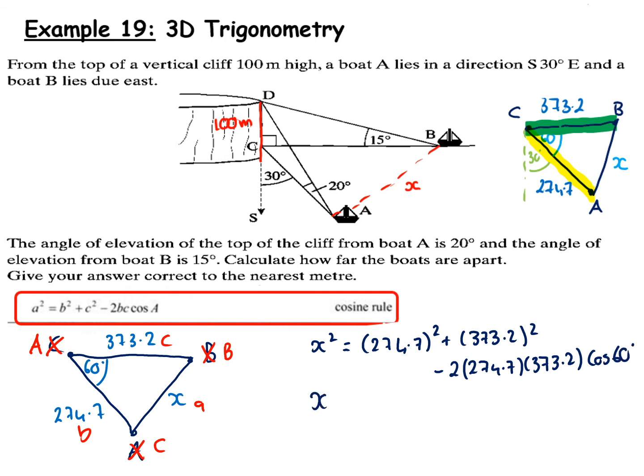We can go straight to our calculators and put that in. Make sure your calculator is in degree mode, and we're going to type that straight in, and when we do that we get 112,220.29. That gives us x is going to be the square root of that, which is, correct to the nearest meter, 335 meters.